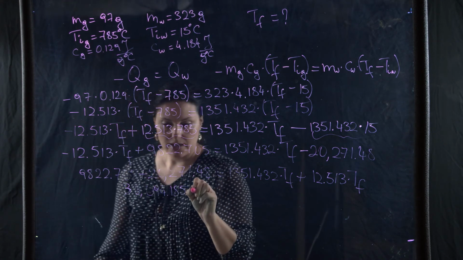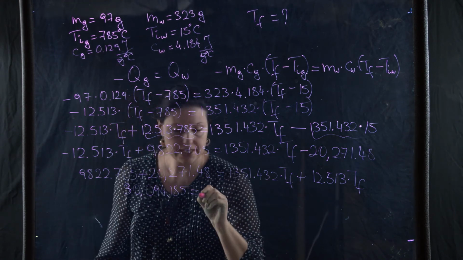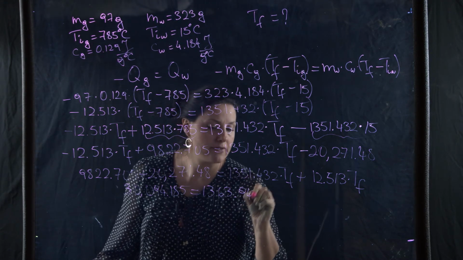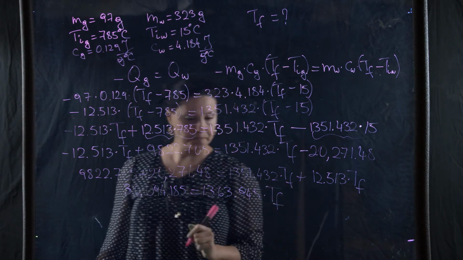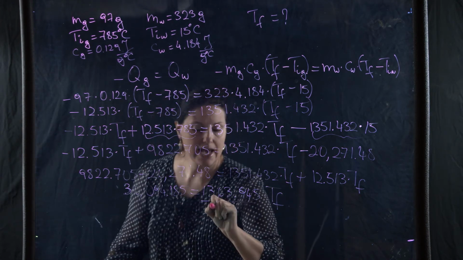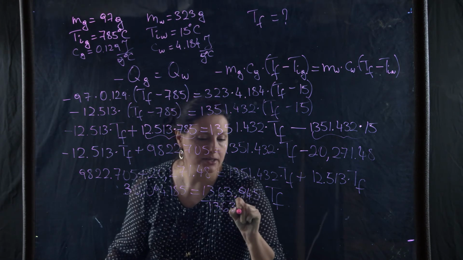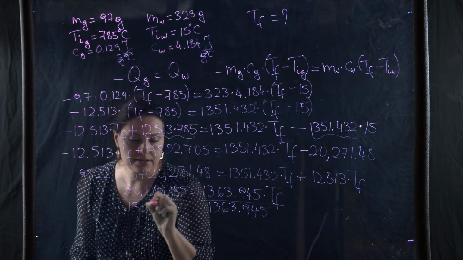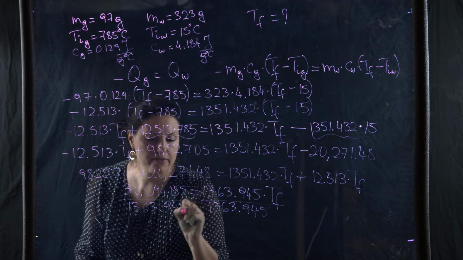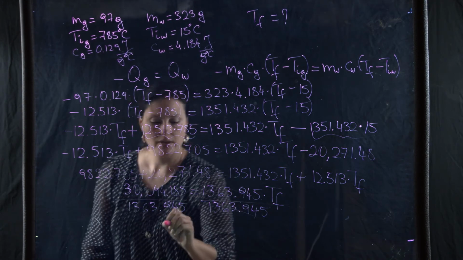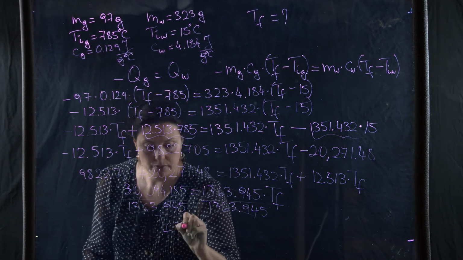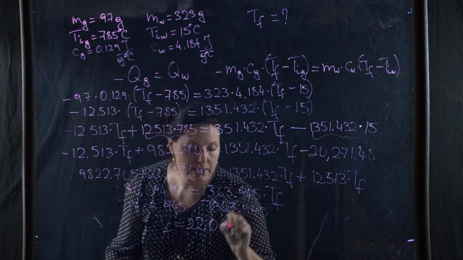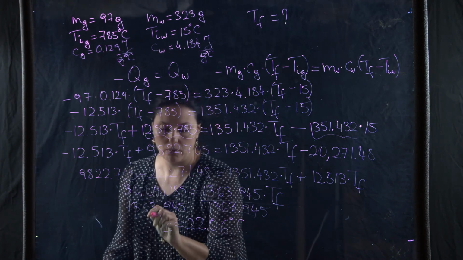Okay, now if I do these, I will get 30,094.185 is equal to 1363.945 times T final. To isolate T final, I divide both sides by 1363.945. These cancel, so T final should be equal to 22.06 degrees Celsius, or 22.1.